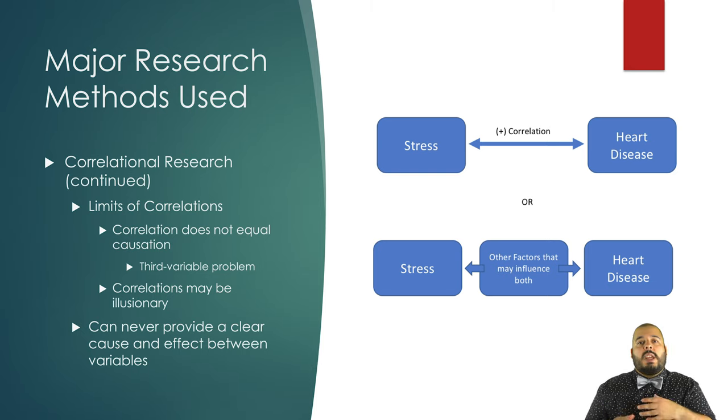A third variable may be responsible for the connection of the two initial variables. There are other factors involved, which is called the third variable problem. There isn't any ethical way to determine if stress causes heart disease. In order to show causation, you would need to design a study that forces a person to experience stress until they showed signs of heart disease. Would you volunteer for that? I don't think so. Sometimes some correlations are an illusion. They don't exist, and the relationship is a result of just coincidence.